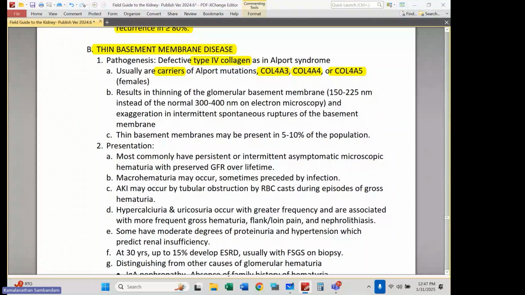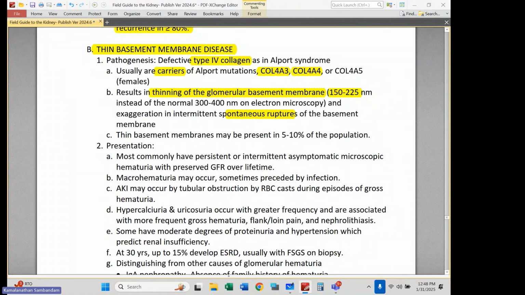Or I might have mutations, typically single mutations, in COL4A3 or COL4A4 genes. Okay, those would be often, again, expressed as a thinning of the glomerular basement membrane. Don't memorize this, I don't. Okay, as well as intermittent ruptures in the basement membrane that may be visible on electron microscopy.